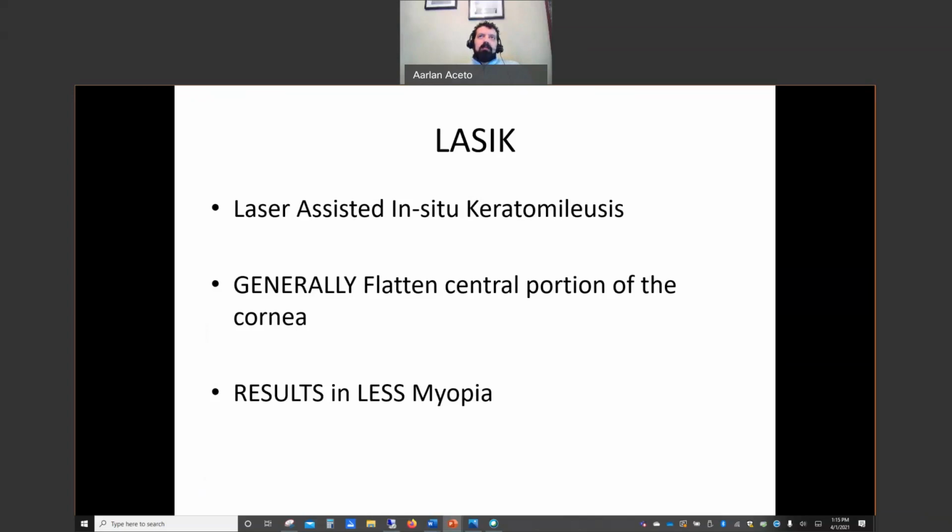Well, if an eye is too myopic, and we've talked about a steeper cornea making someone more myopic, the idea is if we can make it less steep, it'll be less myopic. So generally, with LASIK we're going to flatten the central portion of the cornea. If it's flatter, you're going to be less myopic.